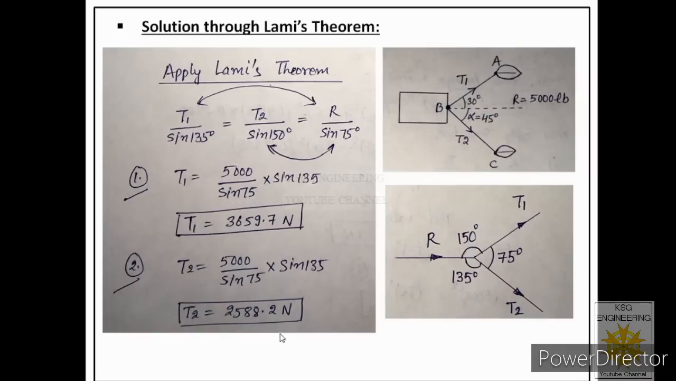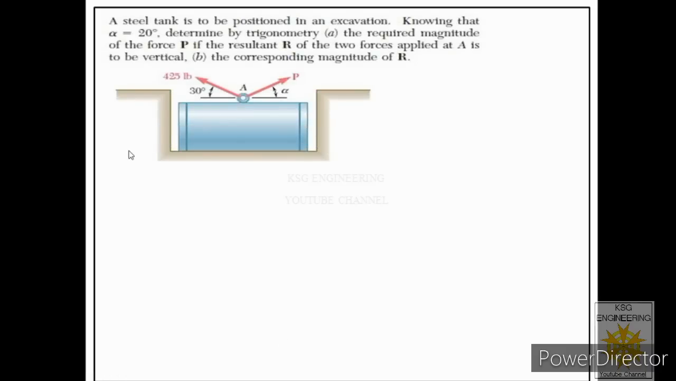Okay. Now we will discuss the second numerical. Let us read the statement. A steel tank is to be positioned in a pit. Knowing that alpha is 20 degrees, determine by trigonometry the required magnitude of force P if the resultant R of the two forces applied at A is to be vertical, and part B is the corresponding magnitude of R.